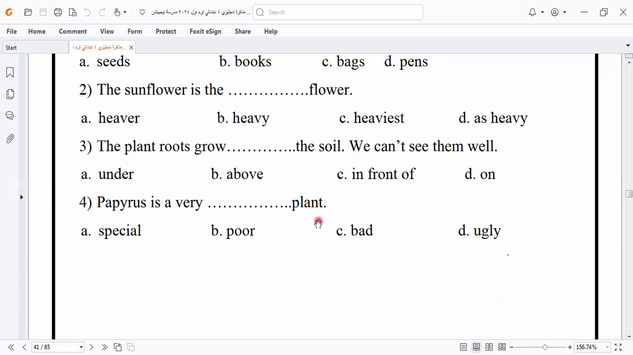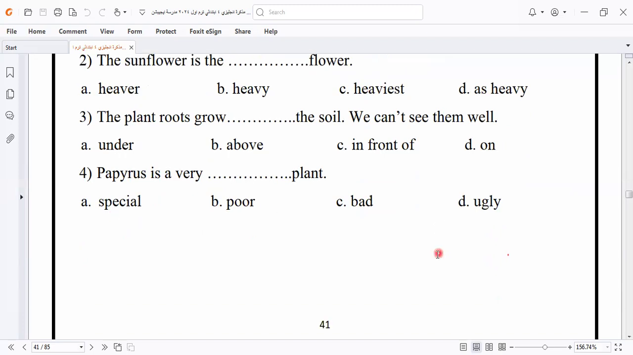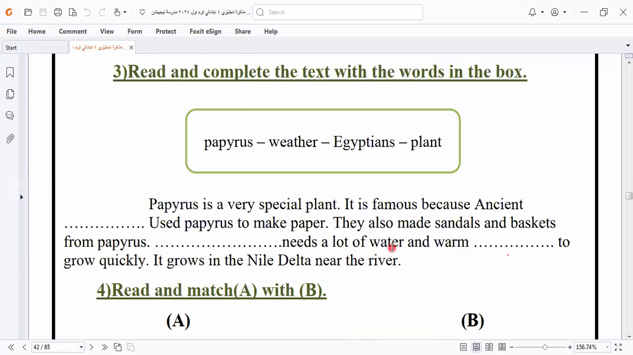Papyrus is a very special plant. It's a very special plant. Not poor, not bad, not ugly. Papyrus is a very special plant. It's famous because ancient what? Ancient Egyptians used papyrus to make paper. They also made sandals and baskets from papyrus. From papyrus what? From papyrus plant. It needs a lot of water and warm weather. Warm weather here. Warm weather.